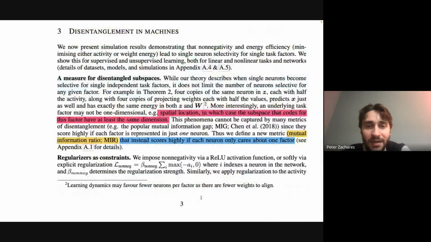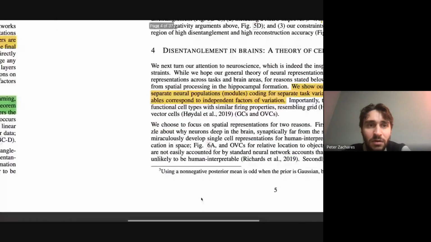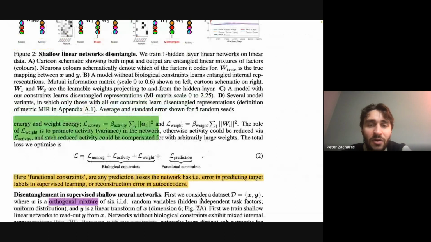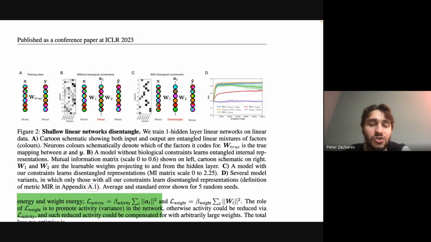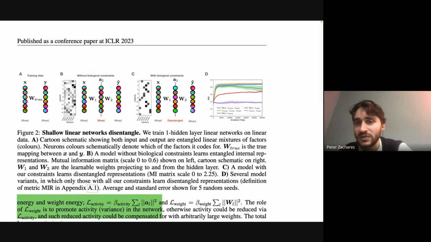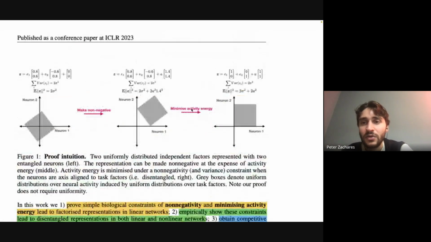So if we look back at this diagram over here, it's basically saying that your input is going to be this mixture of the task variables you care about. But somehow, if you enforce these constraints while you're training your model, it will learn a disentangled representation. So without you saying anything, it's able to pick out the task variables that are important and train at least one neuron to pick up on each of them. I think that's quite cool, to be honest. Like a really cool result.